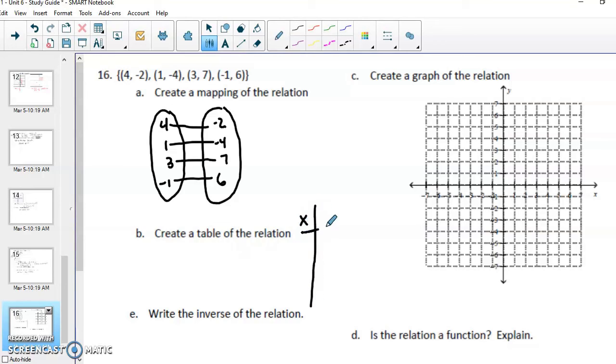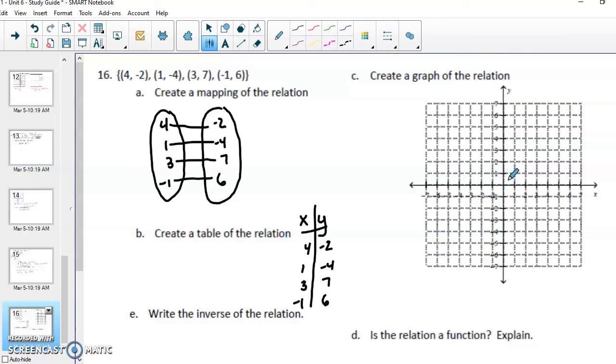Now, I said in my class, if any of you get this table wrong, I'm quitting my job. Okay, create a table. You can really handle this. 4, -2. That's it. Just put it in a table form. 1, -4. 3, 7. -1, 6.